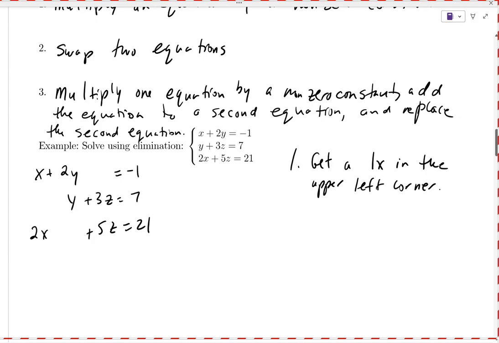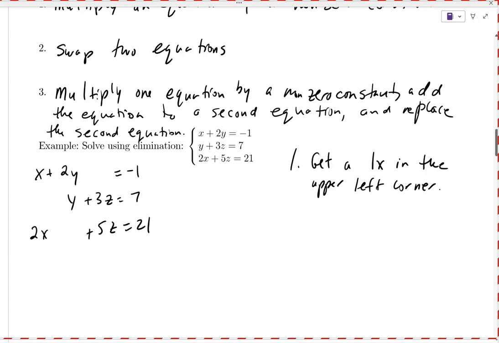Now notice I left gaps here for where the variables are missing. This is just to help me line up things so that when I do my elimination, I can see where I'm adding down the columns. So that's the only reason why I spread it out. All right. Do I need to do anything to this system to get a 1x in the upper left-hand corner? No. Okay, so step 1 is done, right?